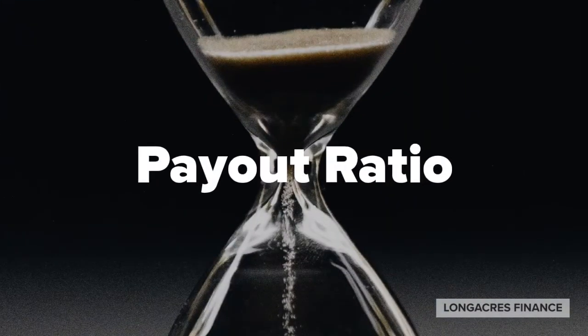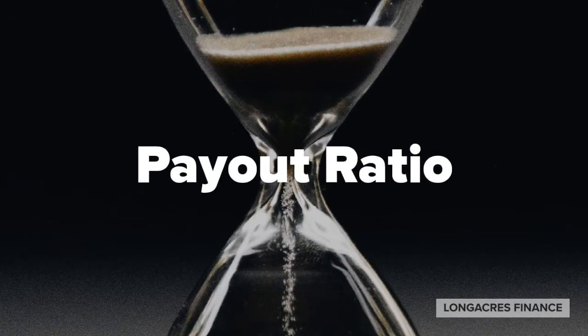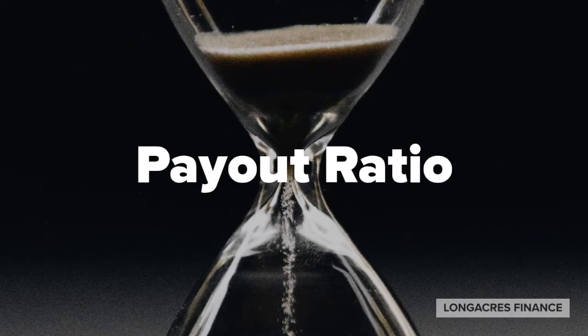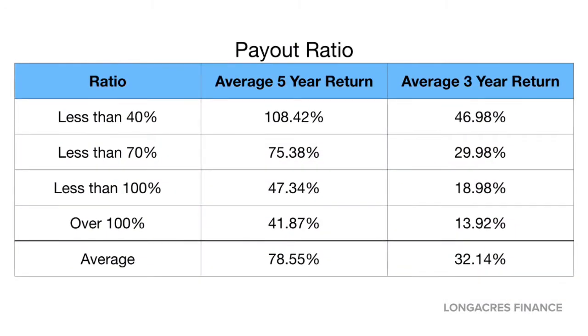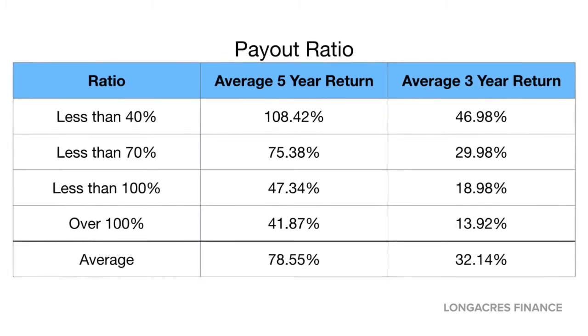Moving on to payout ratio. A payout ratio shows you how well current earnings cover dividend payments. To compute a payout ratio, you take the annual dividend and divide it by the annual earnings per share. Let's see if there was any correlation between payout ratios and total returns. After reviewing the data, I divided the payout ratio into 4 subgroups. Payout ratios below 40%, below 70%, below 100%, and greater than 100%.